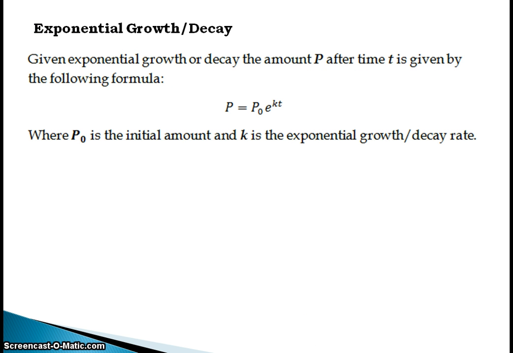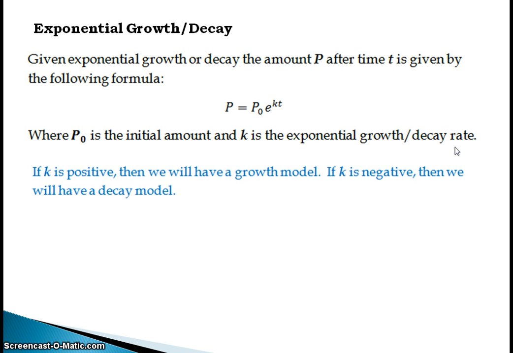The last special equation that we're going to look at is exponential growth and decay. Now again, P here is the amount we're left with after time t. Let me back up. Let's talk about P sub 0. That's the initial amount. And k is the growth or decay rate.